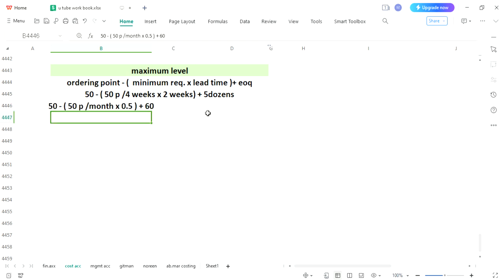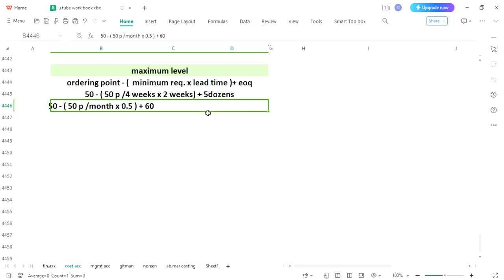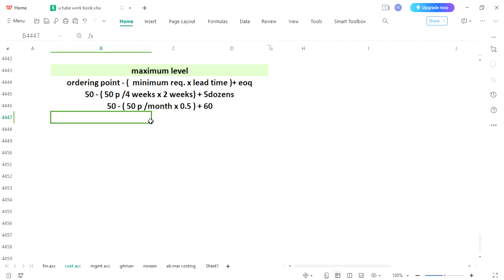So guys, you have turned every input into monthly requirement, and this is your second option. So we are now open to calculate our answer. Please follow this formula: 50 minus open bracket, again 50, multiplied by 0.5, close your bracket, add 60 economic order quantity.